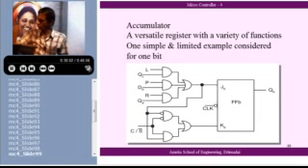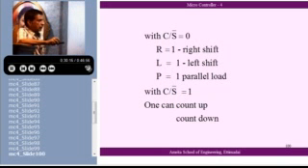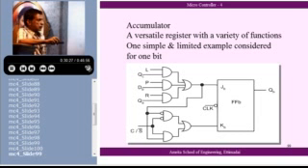I have shown a single bit accumulator here. That shows the function. One control signal, CS bar. If you make it 0, it will work like a shift register with right shift facility. When it is 0, you make L equal to 1, shift register with left shift facility. You make P equal to 1, it gives you facility for parallel loading. Now you go back, make that CS bar equal to 1. One can do count up, one can do count down. All these facilities are built in with this here.